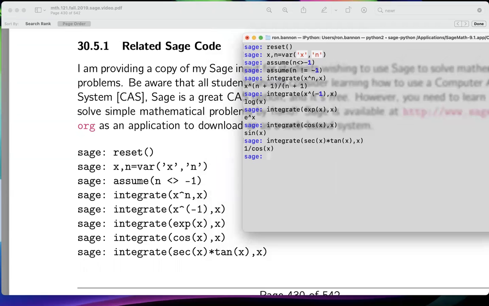Okay. Let's do diff. 1 over cosine, secant, right? With respect to X. Yeah, that's not remarkable, is it? We're expecting that, secant X tan X.